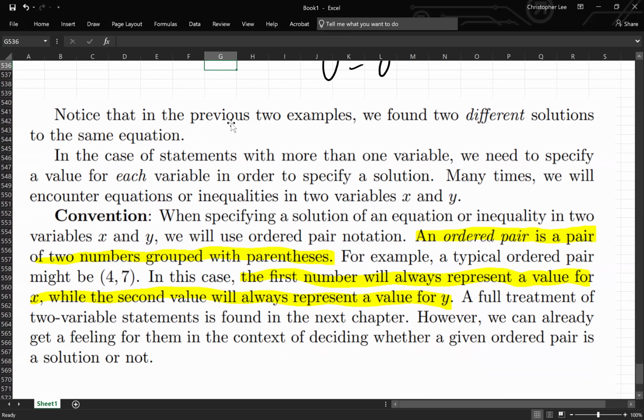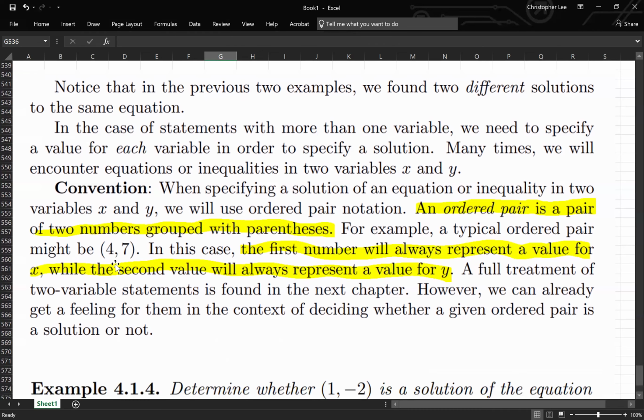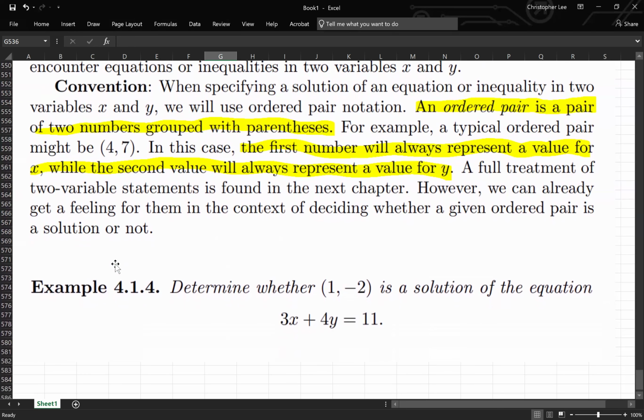An ordered pair is a pair of two numbers grouped with parentheses. For example, a typical ordered pair might be 4 comma 7, just making it up. In this case, the first number will always represent a value for x, while the second number will always represent a value for y. A full treatment of two variable statements is found in the next chapter. However, we can already get a feeling for them in the context of deciding whether a given ordered pair is a solution or not. So let's try this out. Tell me if this ordered pair, 1 comma -2, is a solution to this equation, 3x plus 4y equals 11.